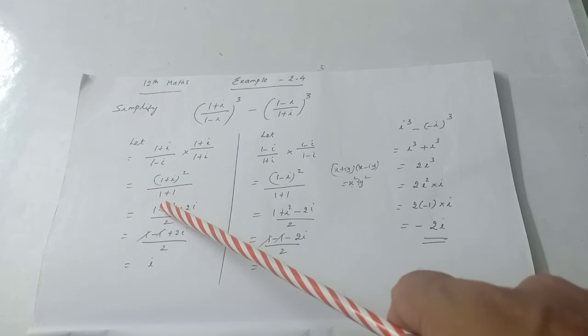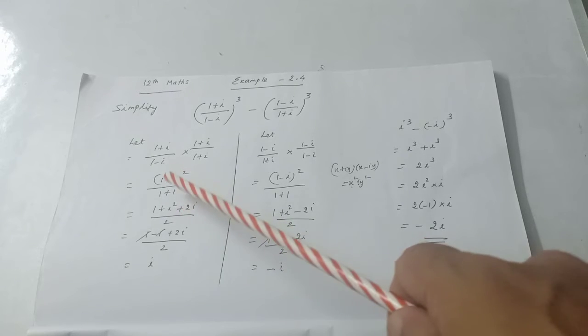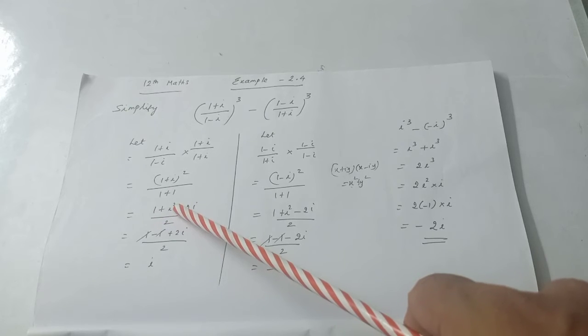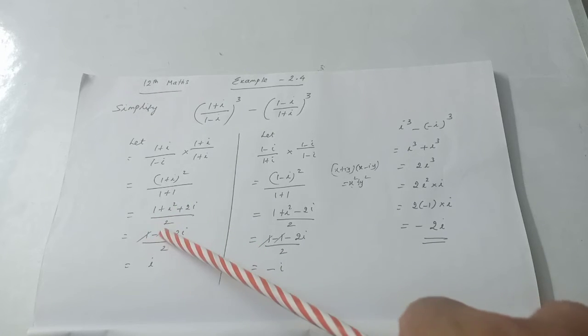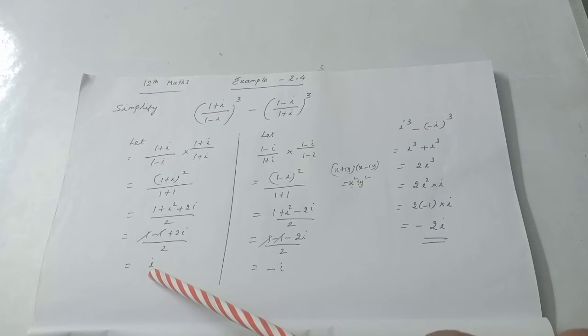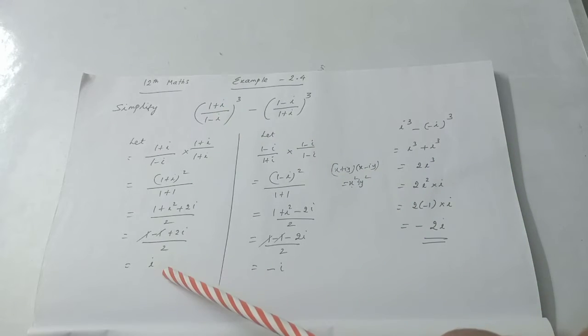(a plus b) whole square. A square plus b square, here i square plus 2ab: 2 into 1 into i is 2i. i square value is minus 1, plus 1 minus 1 cancel. Remaining 2i, whole divided by 2. The 2 cancels, so the first term answer is i.